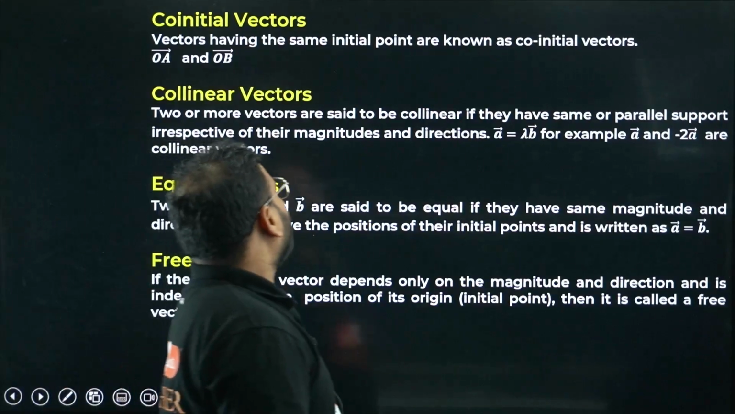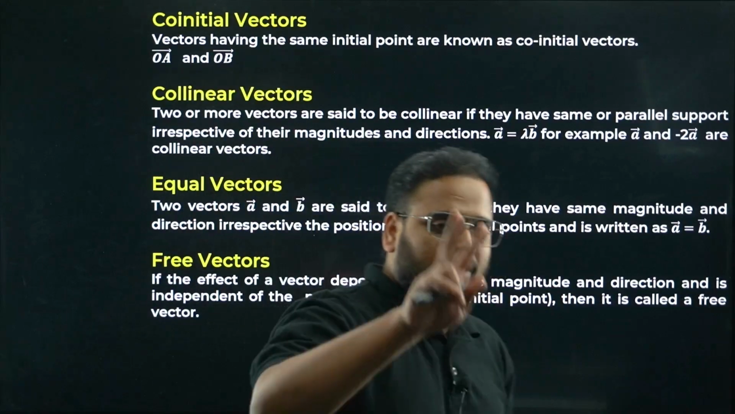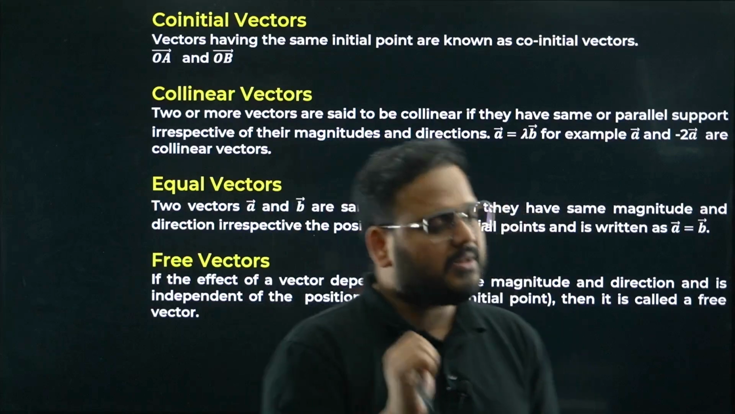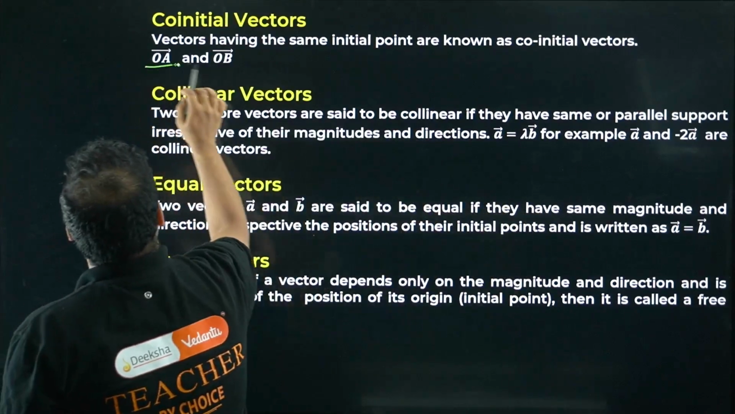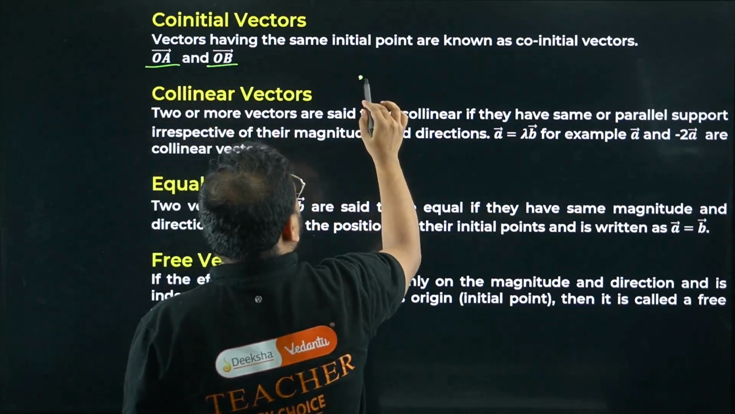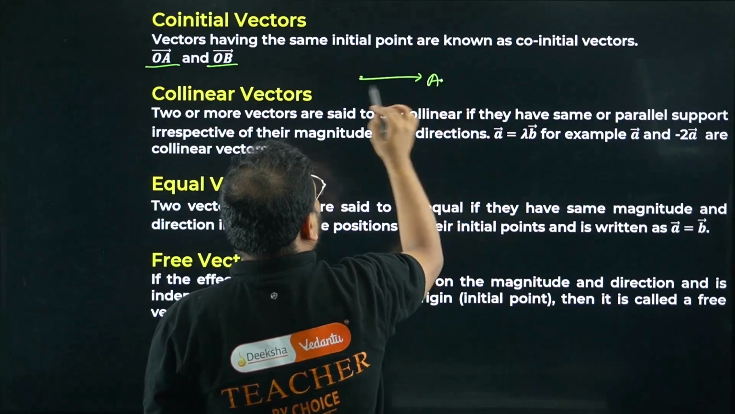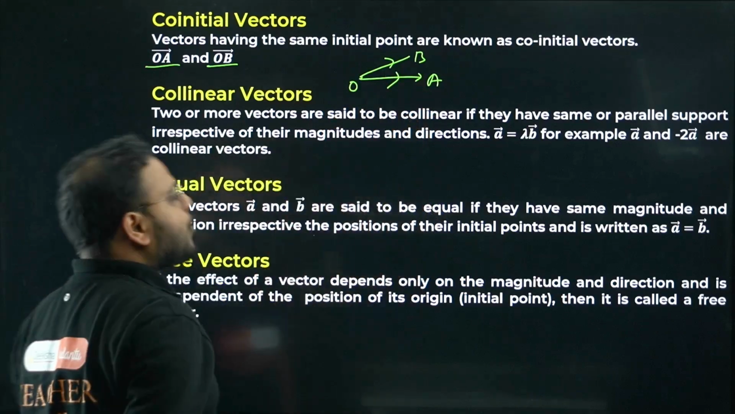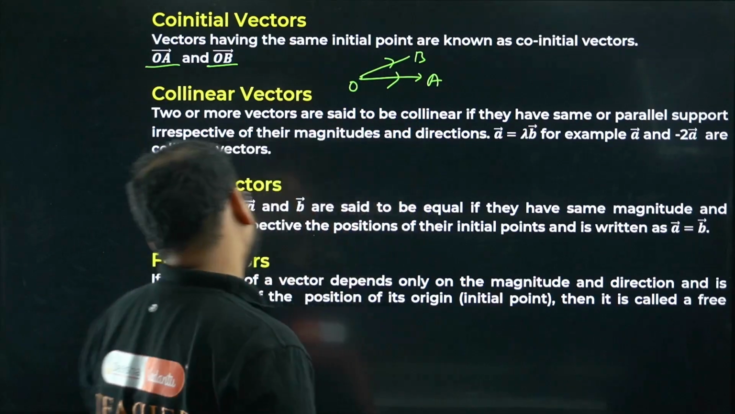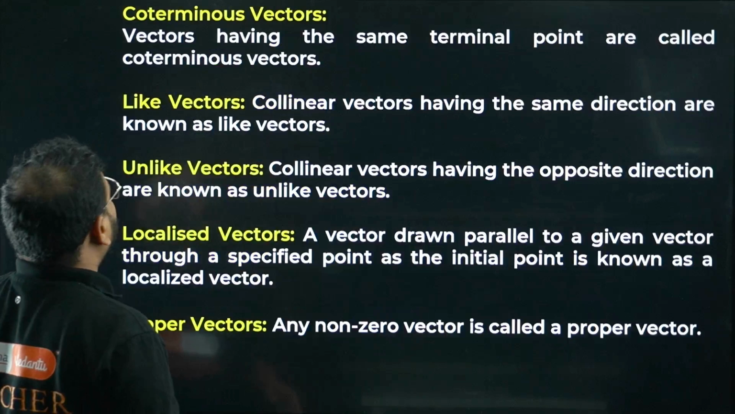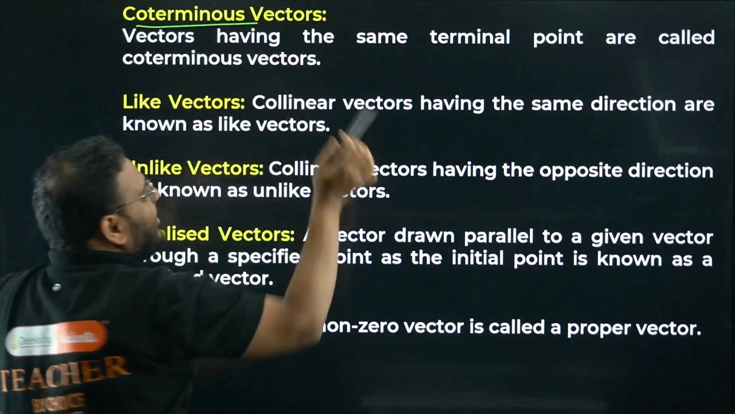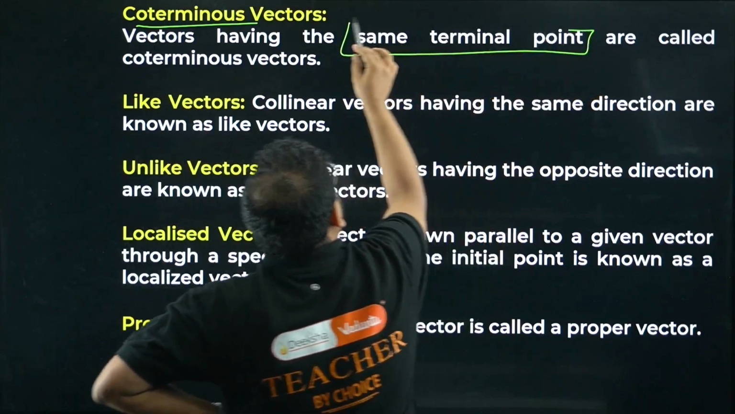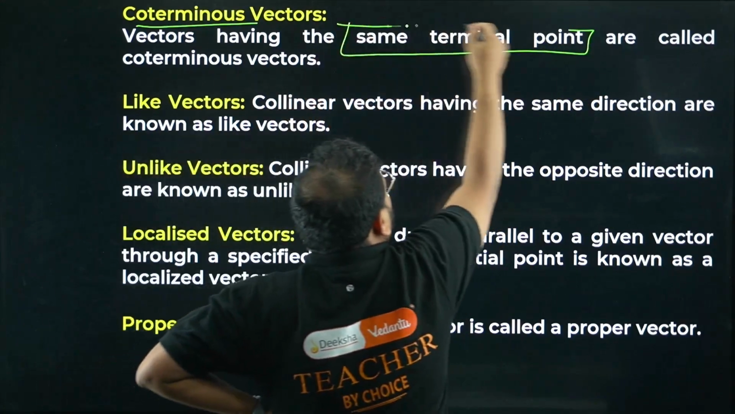Next we have co-initial vectors. Whenever two given vectors have the same initial point, they are called co-initial vectors. Simple. So from the point O we have the vector OA, and then we have OB as well. We call these two vectors co-initial vectors. Similarly, we have co-terminus vectors. Whenever vectors have the same terminal point, we call them co-terminus vectors.